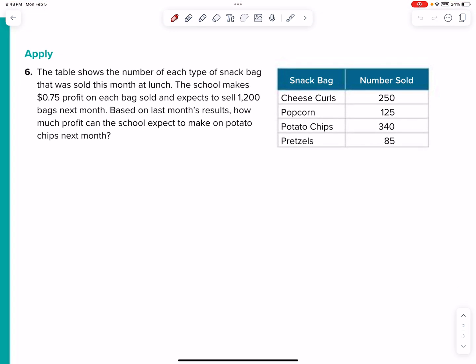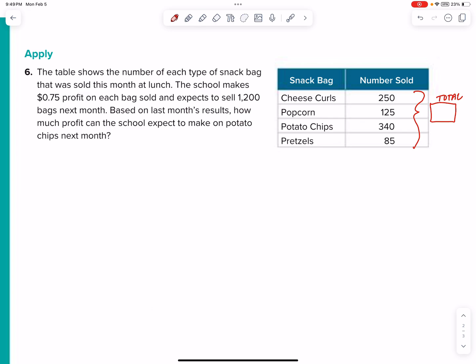Here's the table that shows the number of each type of snack bag that was sold this month. So let's see, did they tell you how many sold total? The school makes profit, expects to sell next month. Nope, you're going to have to figure out that total. So what's the total from this month so we can get our denominator? Okay, and then there's your denominator.